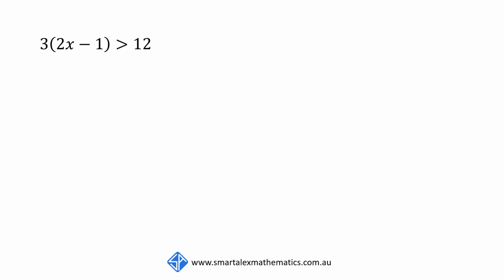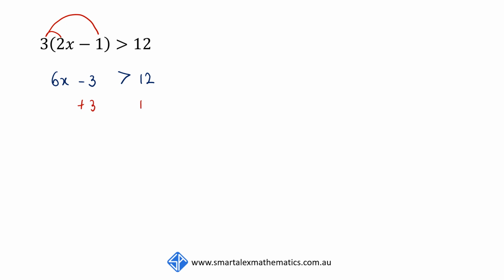The next question, we now work with some brackets. First step, we're going to expand the bracket first. So we're going to multiply 3 to both terms inside the bracket. This is going to give us 6x minus 3 is greater than 12. Expanding the bracket does not reverse the inequality sign. We now have 6x minus 3 is greater than 12, and we can proceed solving it normally.